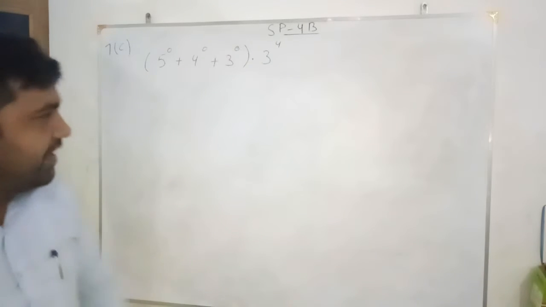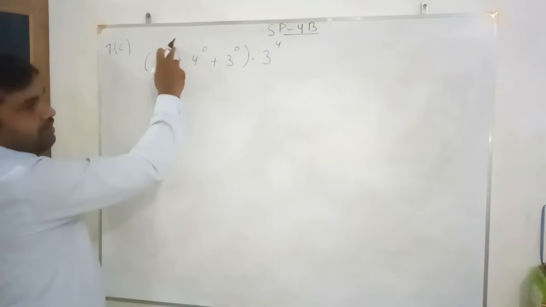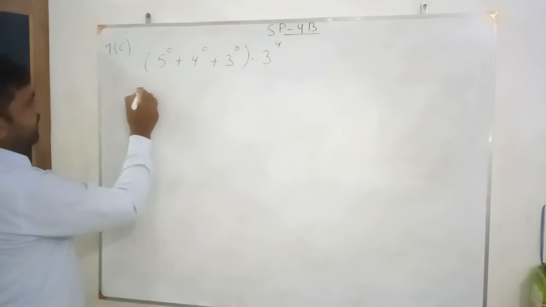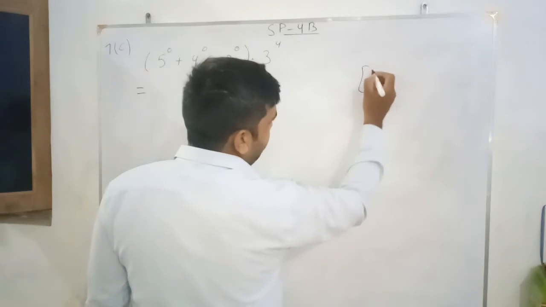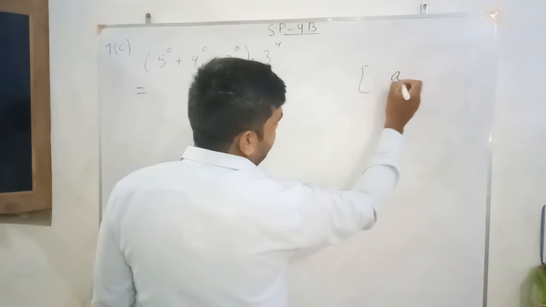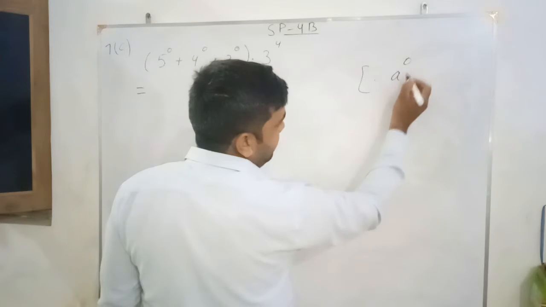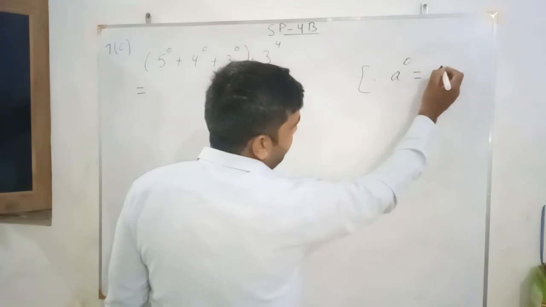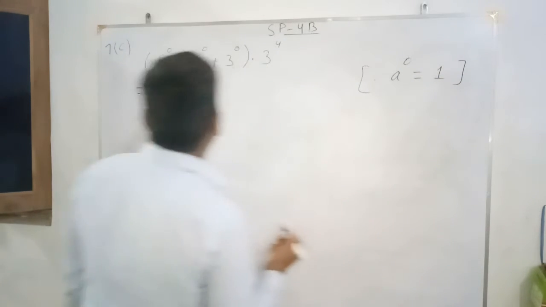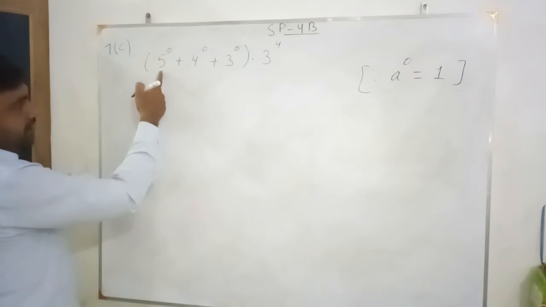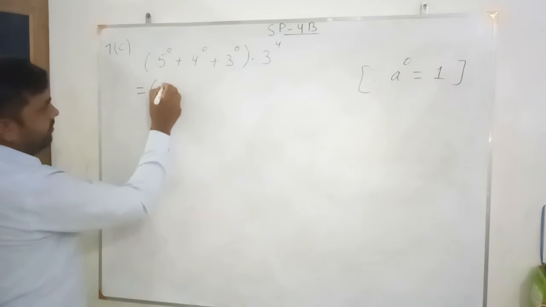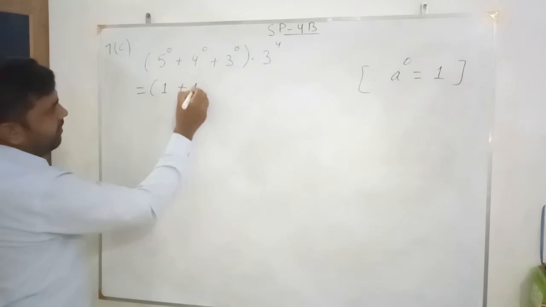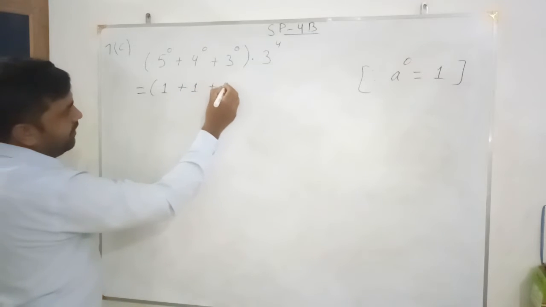So this is the zero law of exponent. Any base having power 0, the value is 1. Because we have the formula, a to the power 0, where a is any base and 0 is the index, a to the power 0 value is 1. So here the base is 5 and the power is 0, so this value will be 1. 4 to the power 0 value will be 1. 3 to the power 0 value will be 1.